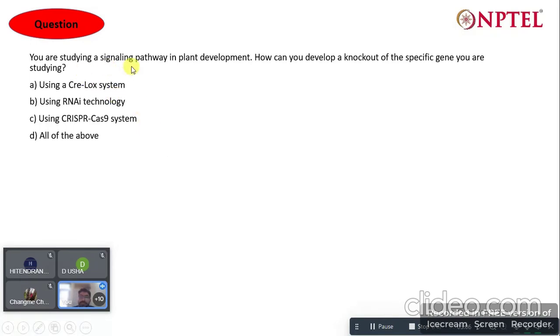So you are studying a signaling pathway in plant development. You have to develop a knockout of a specific gene. How can you study that? Or what system can you use? So the options are Cre-lox system, RNAi technology, CRISPR-Cas9, or all of the above options are correct.